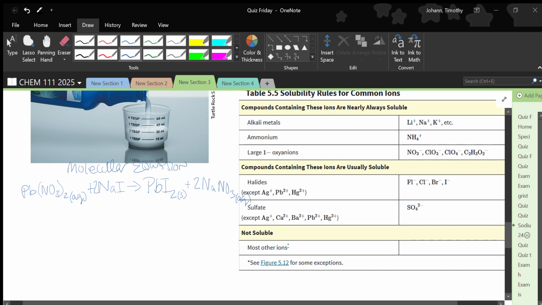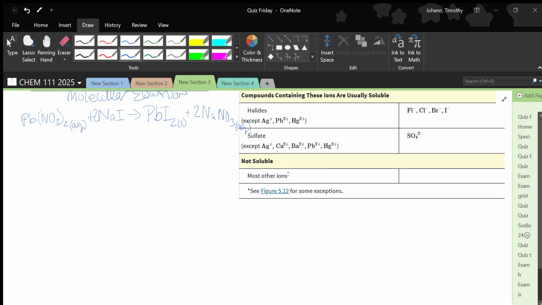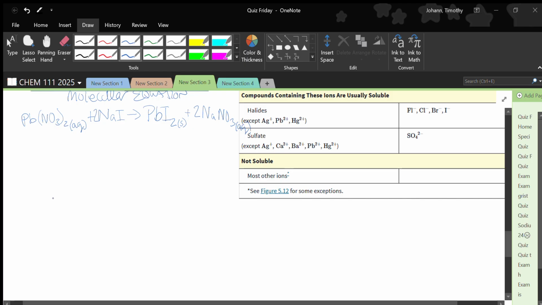And now what we're going to do is complicate things a little bit, and make our ionic equations a little more complicated. So we're going to talk about two types of ionic equations. The complete ionic equation. For the complete ionic equation, all ions are shown.